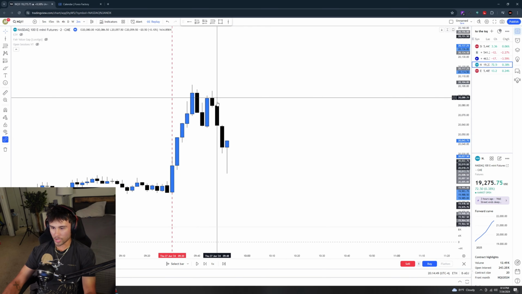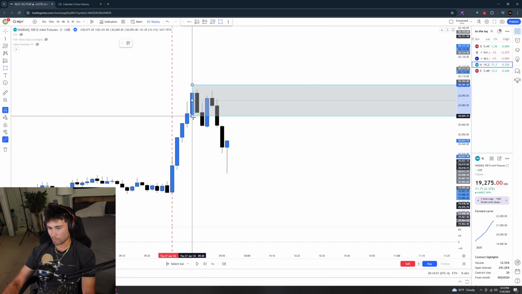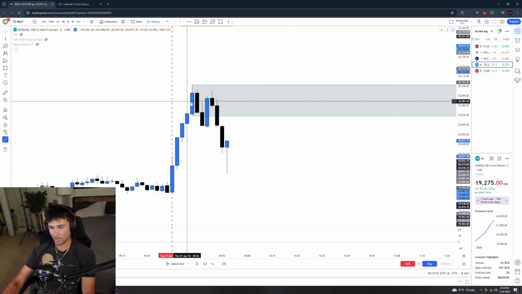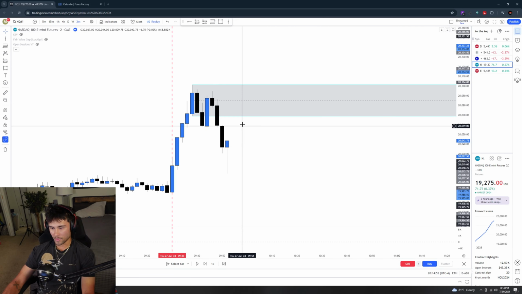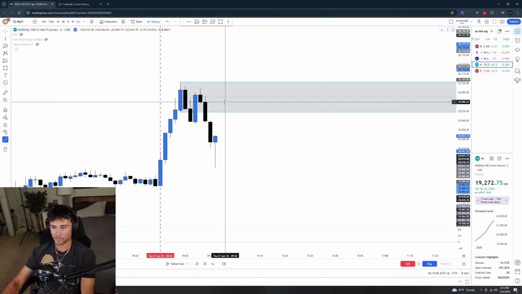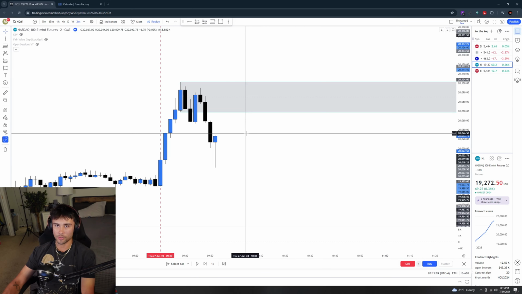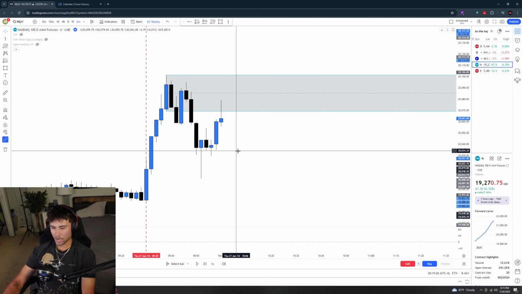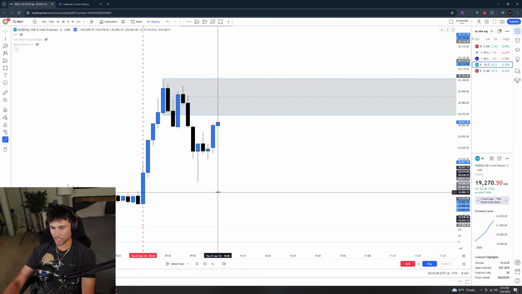So boom, right here, I am seeing that at this point, I would have marked out this area. As you can see, we came up, had a little bit of consolidation and then kind of dumped off of it. Now I know that with my strategy, I am looking for a retest of this zone and then a close back under it to take a short. So let's see if we get that. All right, boom, looks like we've wicked into it. Let's see if we can get a red close below.